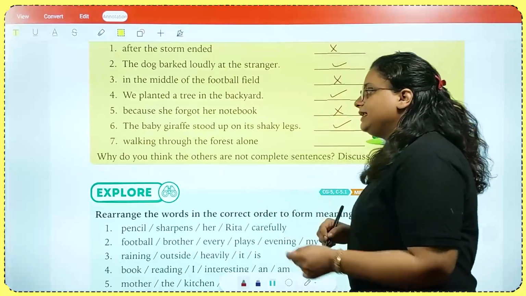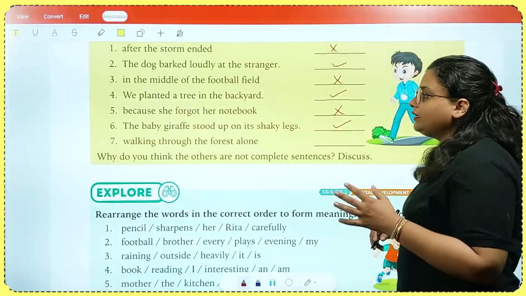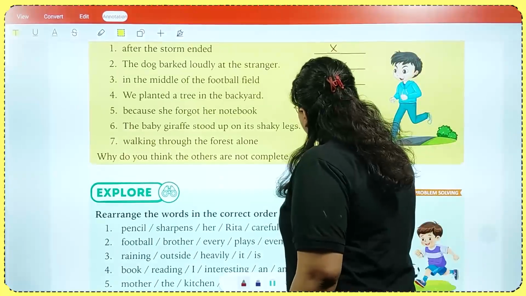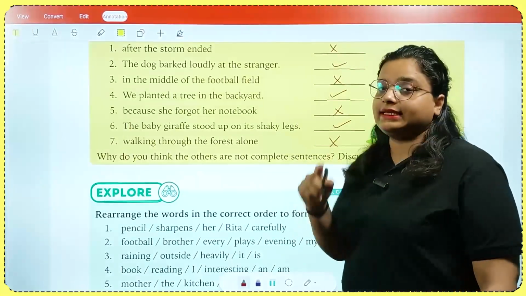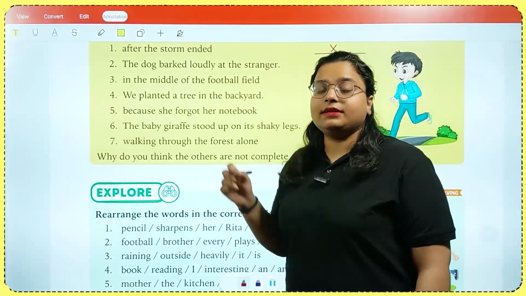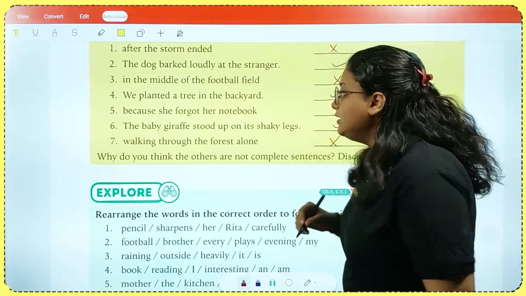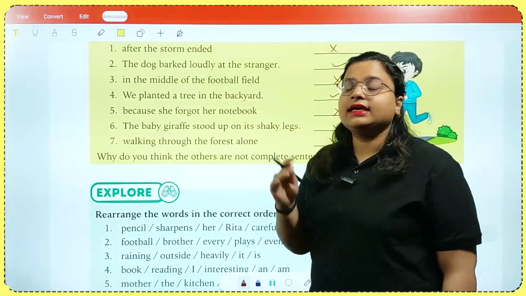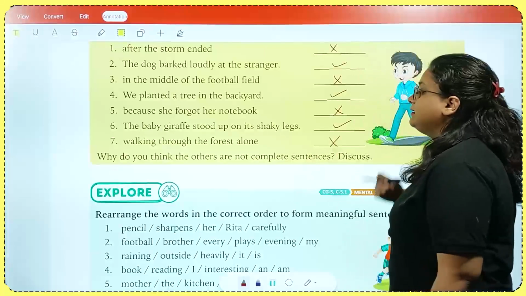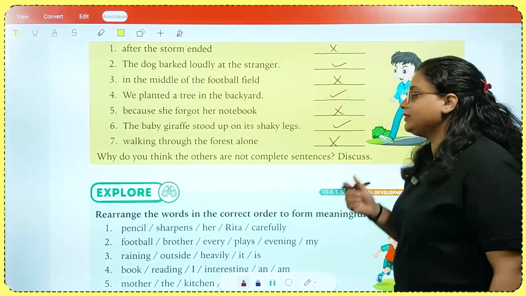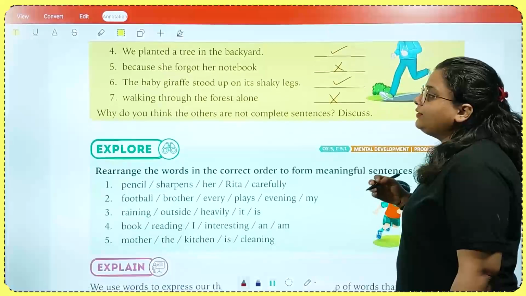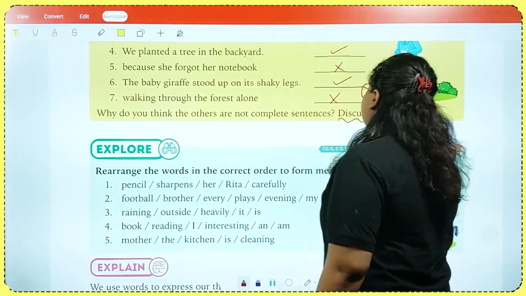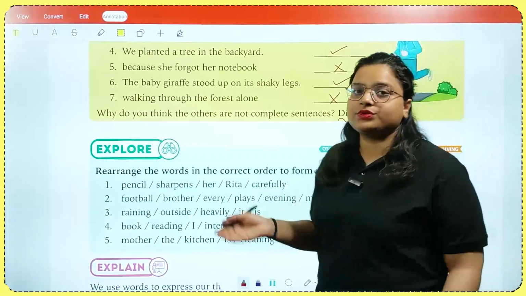Now the seventh and the last sentence that we have: walking through the forest alone. Right. So this sentence is not complete because, first, a capital letter is not used. Second, punctuation or a full stop is not here. And here we don't have the subject of this sentence. We have a verb, but the subject is not present. Why do you think the others are complete sentences? Discuss. We discussed with every sentence what the problem was.